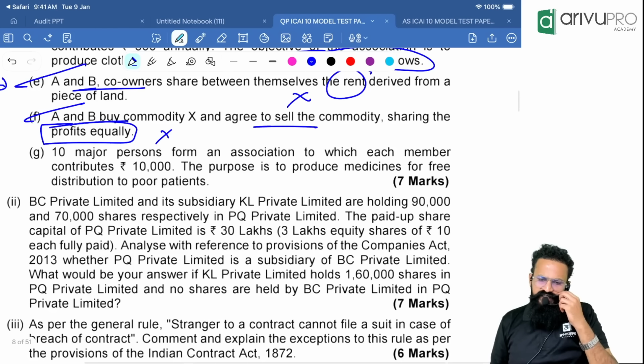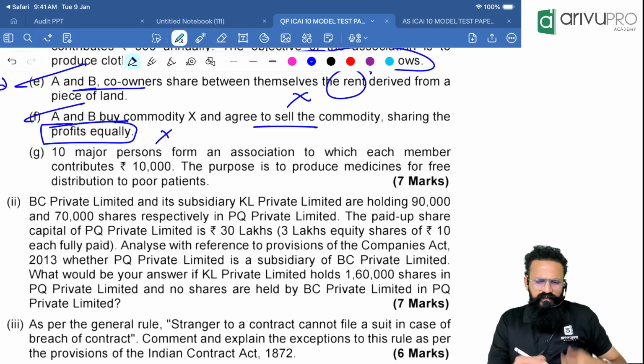10 major persons form an association to which each member contributes 10,000. The purpose is to produce medicines. Same thing? No.